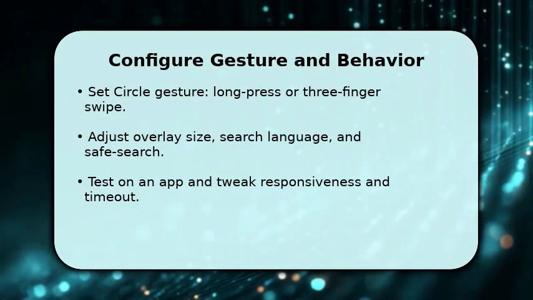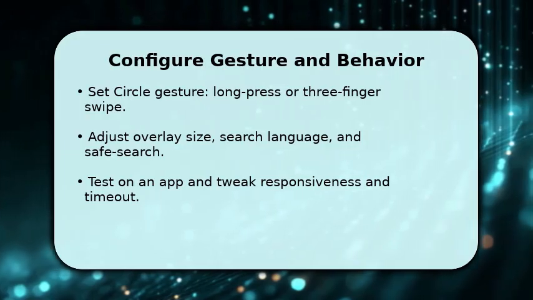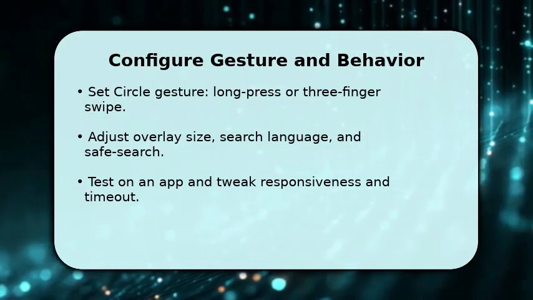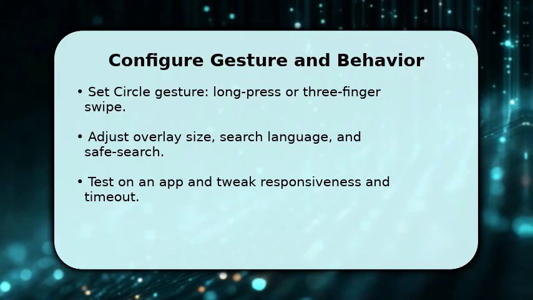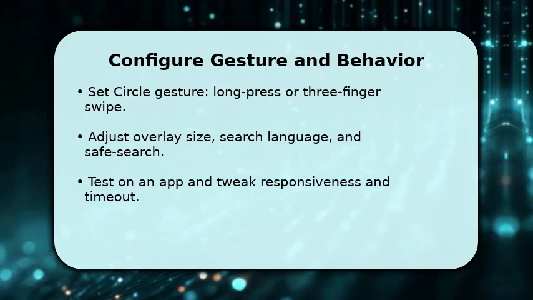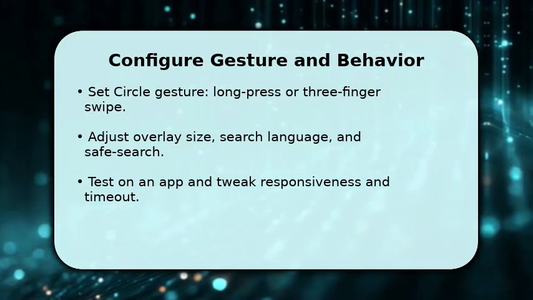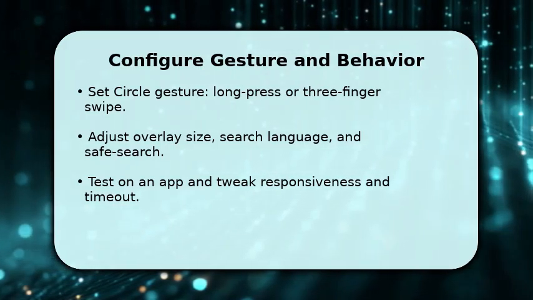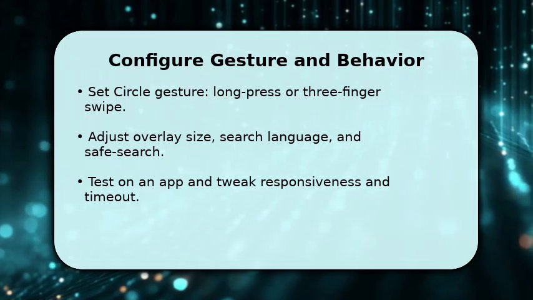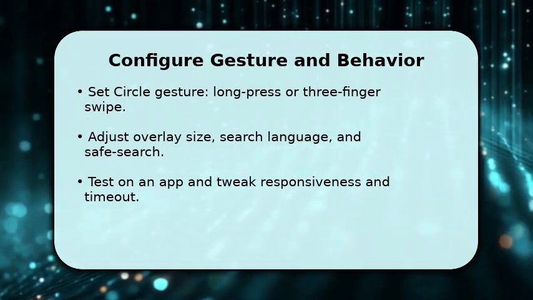Next, configure how Circle activates and what it searches for. In Circle settings, choose a gesture you prefer, long press or a 3-finger swipe, so activation is fast on the Nord CE5. Adjust overlay size and language to match the content you browse, and toggle safe search if needed.